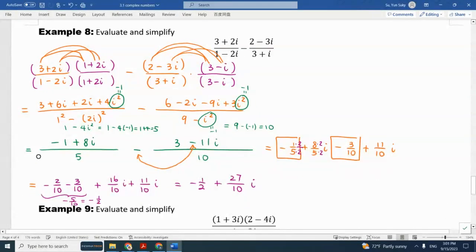Okay. So any questions about this problem? If you have two fractions, simplify each of them. And then you combine the like terms, then combine the real part and the imaginary part. Okay, everybody?